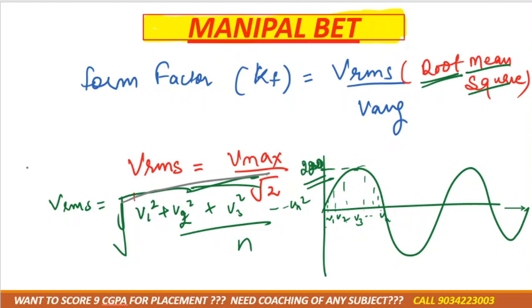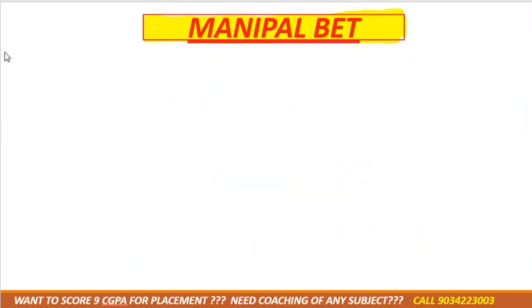Now tell me, if I say that at our home we are getting 220 volt supply, so 220 volt according to you is the RMS value or the maximum value? Yes, this 220 volt which we use in our home is the VRMS value.